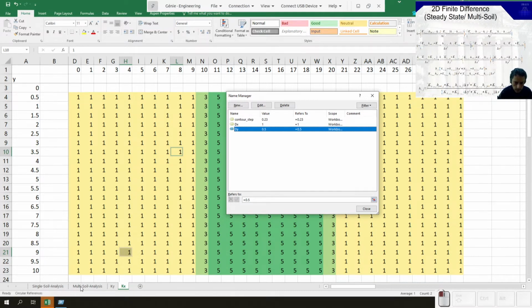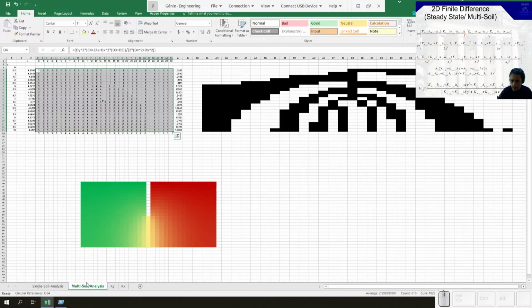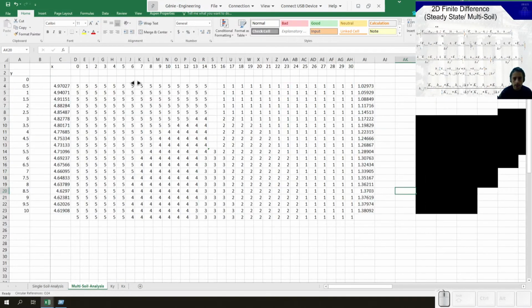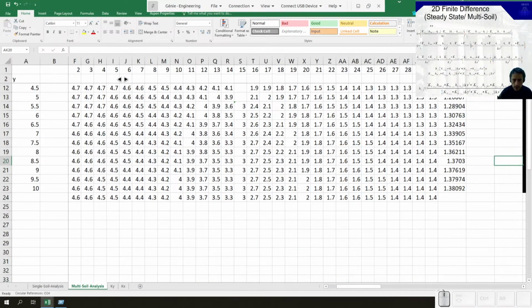So let's go into our multi-soil analysis. Oops, that is defined. So let's go to our multi-soil analysis. Okay, so we can zoom into this and change a little bit our calculations.